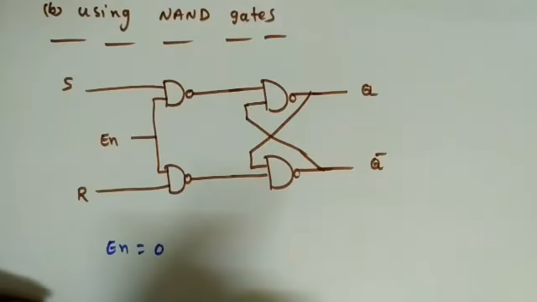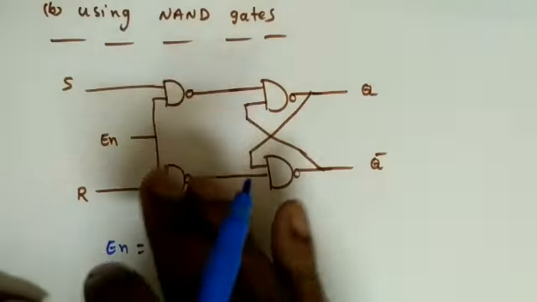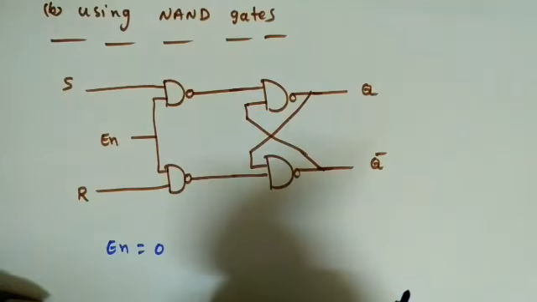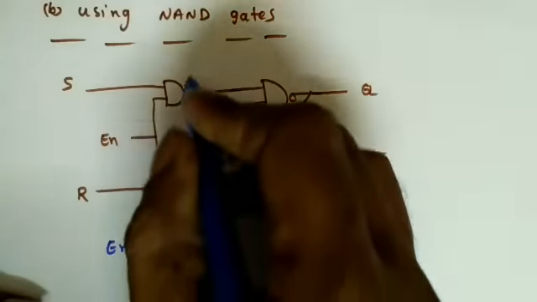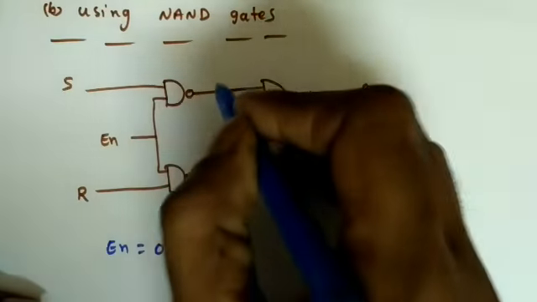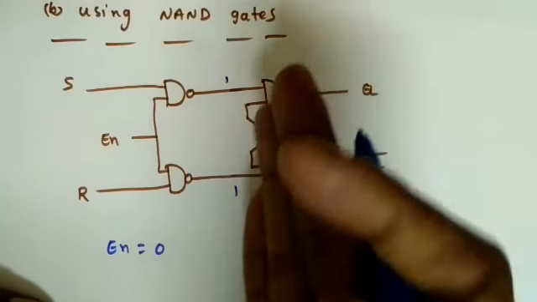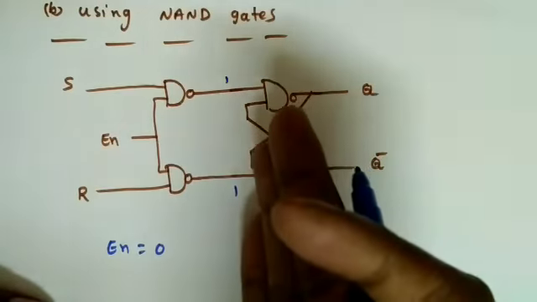So whenever it is in disabled mode, the output should not change. Yes or no? So who will make this like that? When enable equal to 0, if I use a NAND gate here, 0 into anything is 0, so 0 bar means 1. So here I will get 1, here I will get 1. So this is looking like an SR latch using NAND gates.